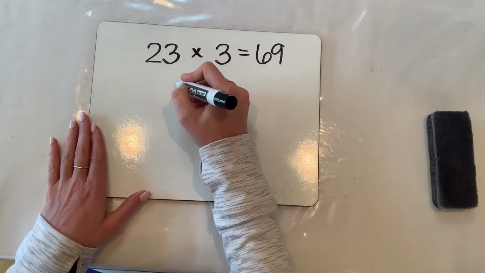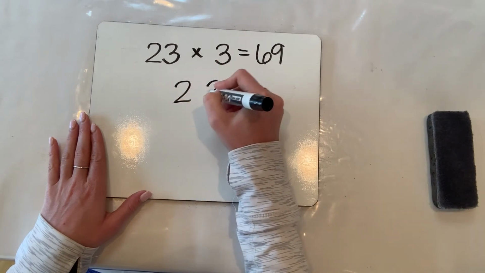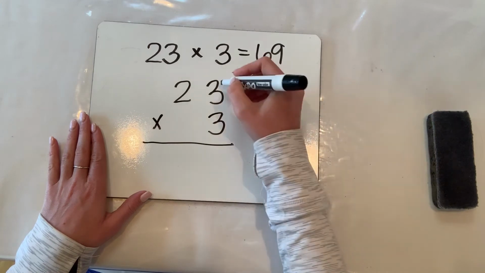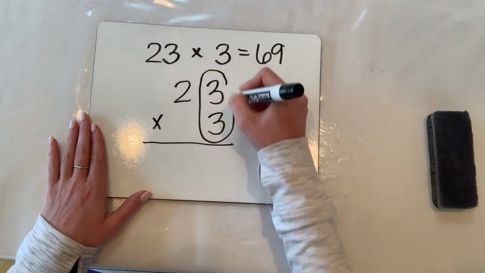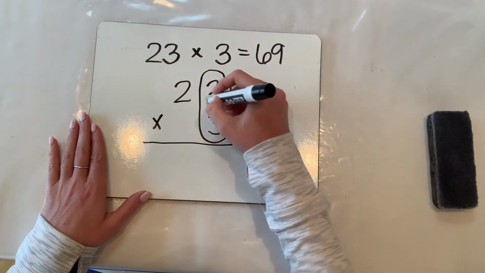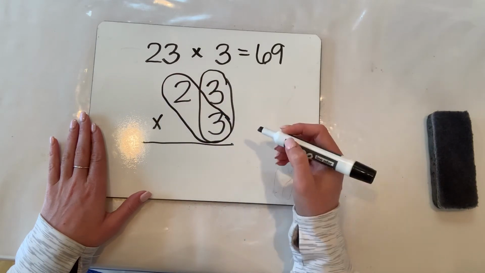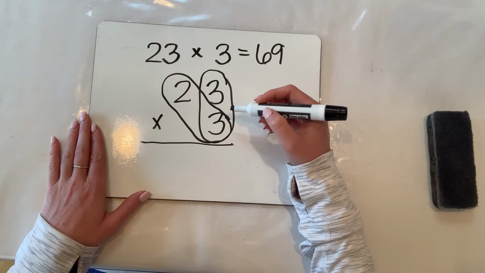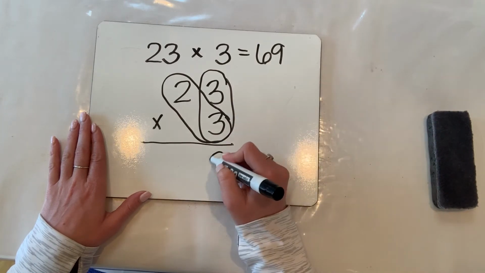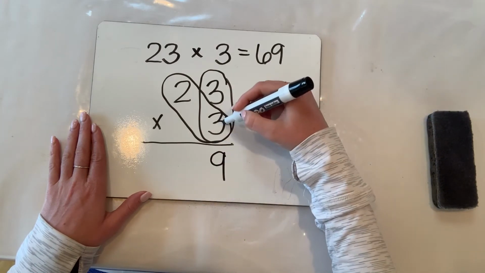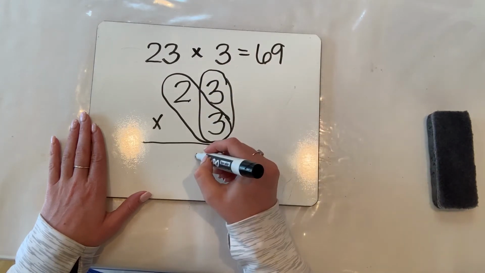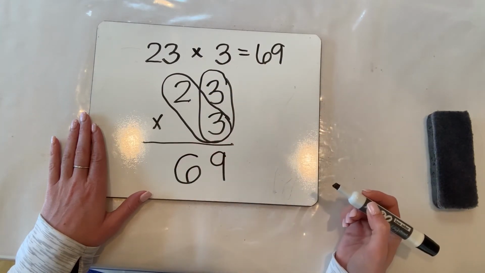Now let's try doing it the up and down way, just so that we can get the hang of it. So remember, we're going to multiply this first, and then multiply this. So we're going to say 3 times 3, and that equals 9. And then we're going to multiply 3 times 2, and that equals 6. We got 69.